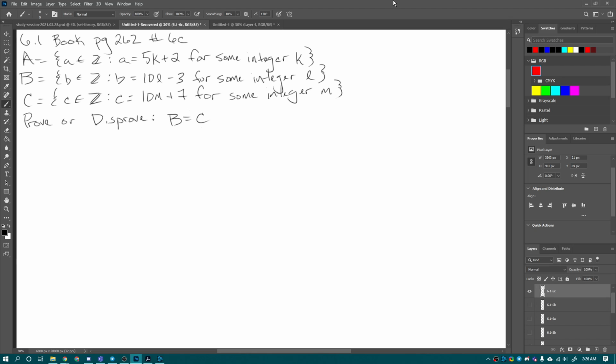We start by defining three sets. The set capital A is equal to the set of all elements A that are integers, such that A is equal to 5k plus 2 for some integer k. The set capital B is equal to the set of all elements B that are integers, such that B is equal to 10L minus 3 for some integer L. And the set capital C is equal to the set of all elements C that are integers, such that C is equal to 10M plus 7 for some integer M. And our task is to prove or disprove that the set B is equal to the set C.